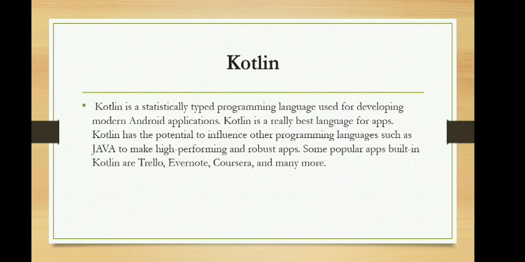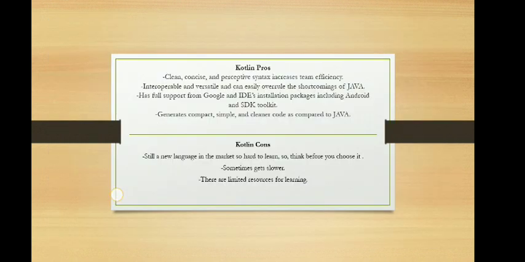Kotlin. Kotlin is a statically typed programming language used for developing modern Android applications. Kotlin is a really great language for apps. Kotlin has the potential to influence other programming languages such as Java to make high-performing, robust apps. Some popular apps built in Kotlin are Trello, Evernote, Coursera, and many more.